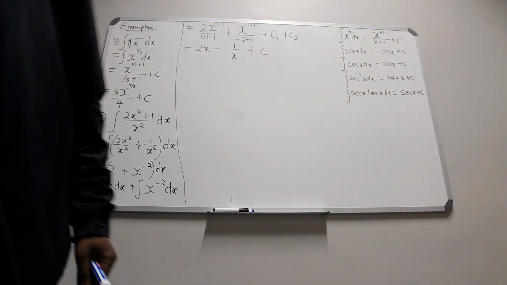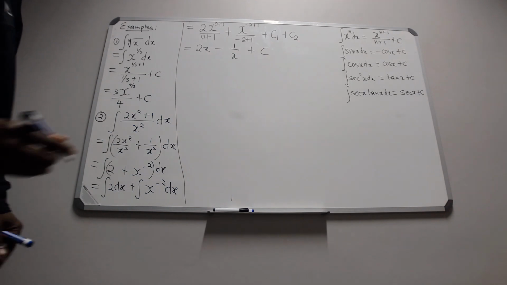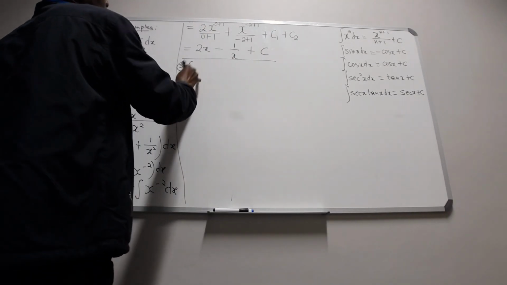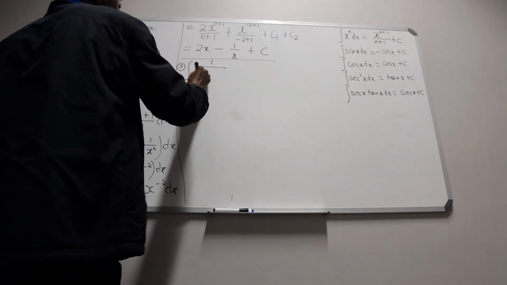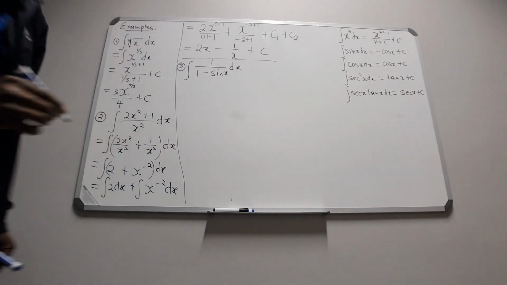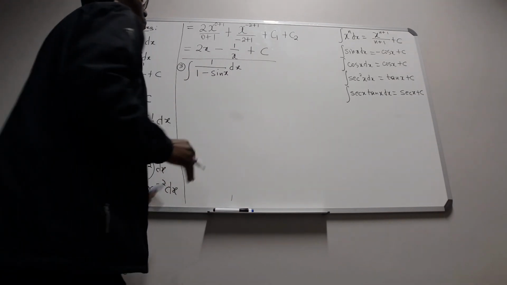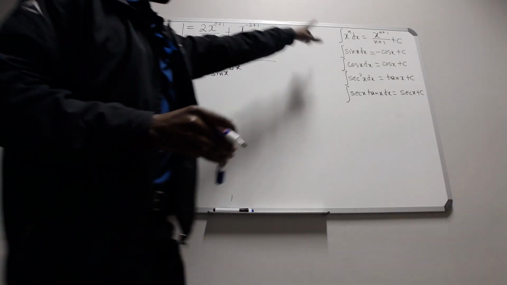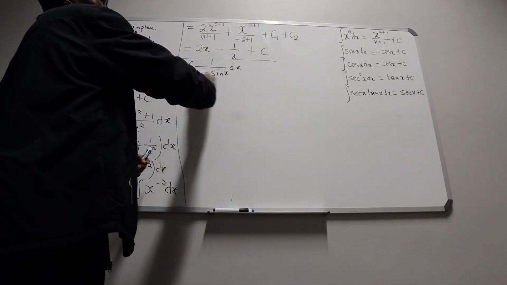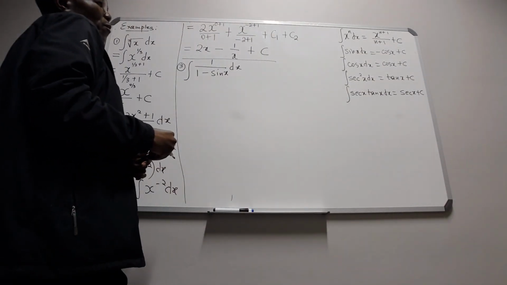So let us take another example here. The other one which is of interest is this one, number 3, the integral of 1 over 1 minus sin x dx, like that. So when it is like this, we cannot apply any of these formulas. What we do, we must modify it in such a way that it will conform to one of those.